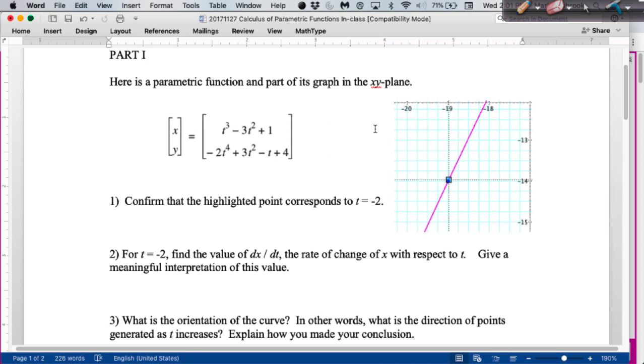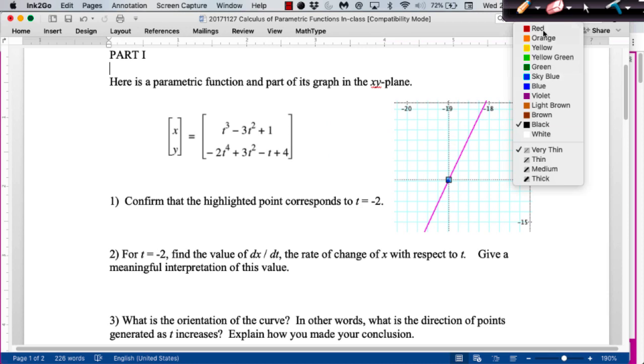What's the idea behind a parametric function? What's the idea behind it? Nick knows.